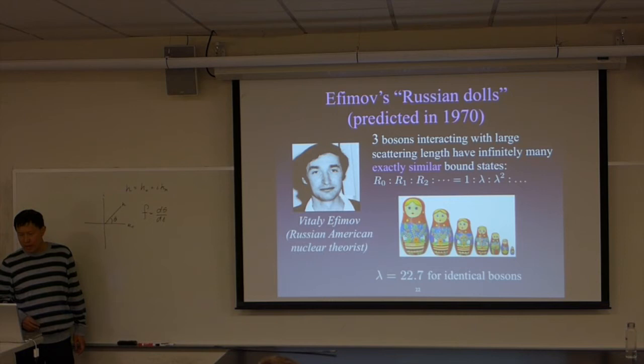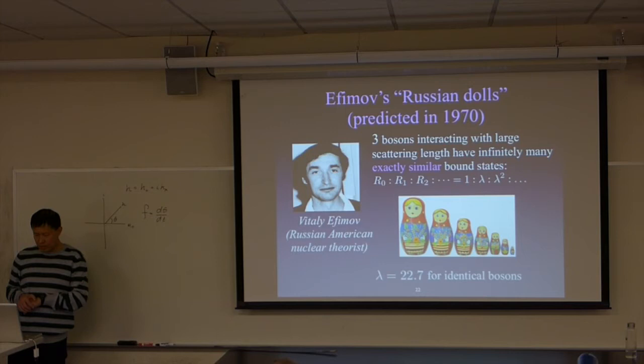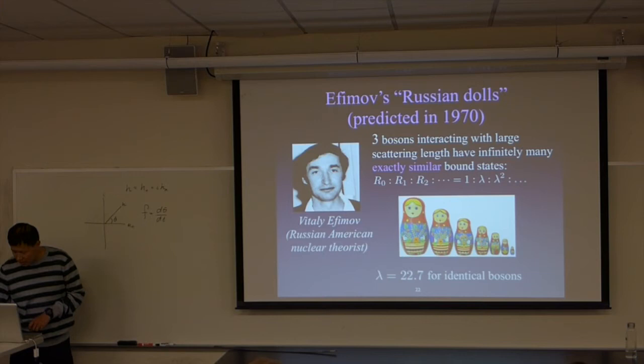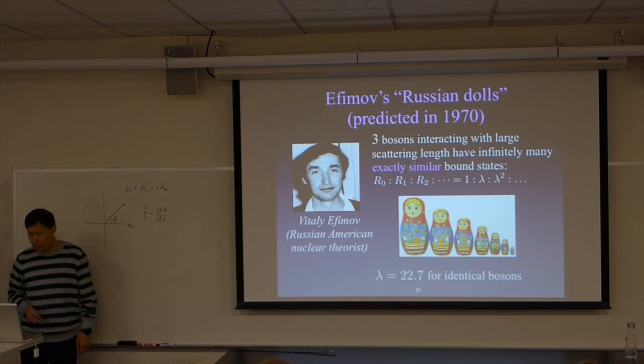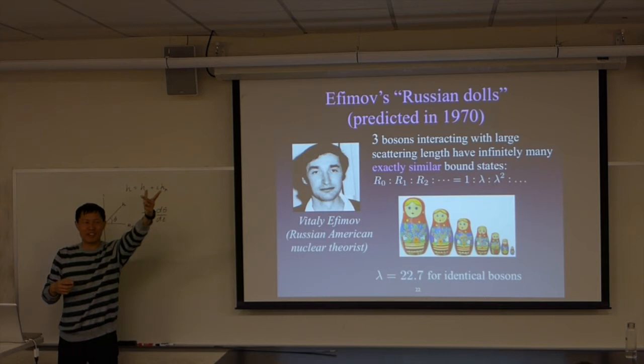Okay, so now let's imagine we have three bosons interacting with a large scattering length. Efimov, who is a nuclear theorist, he was a nuclear theorist in the Soviet Union at the time he did the calculation. So he found that if you have three bosons interacting with an infinitely large scattering length, which is possible, right? So according to this plot, it's possible, the scattering length may go to infinity. Then the three bosons have infinitely many exactly similar bound states. Okay? And the size of the bound state is much larger than the range of the interaction.